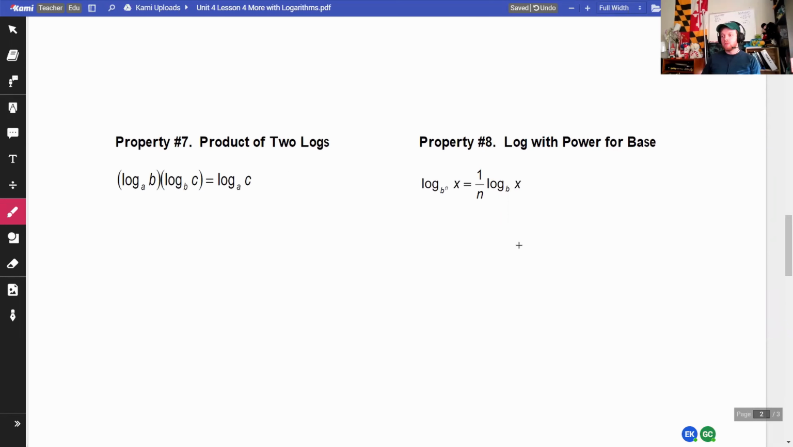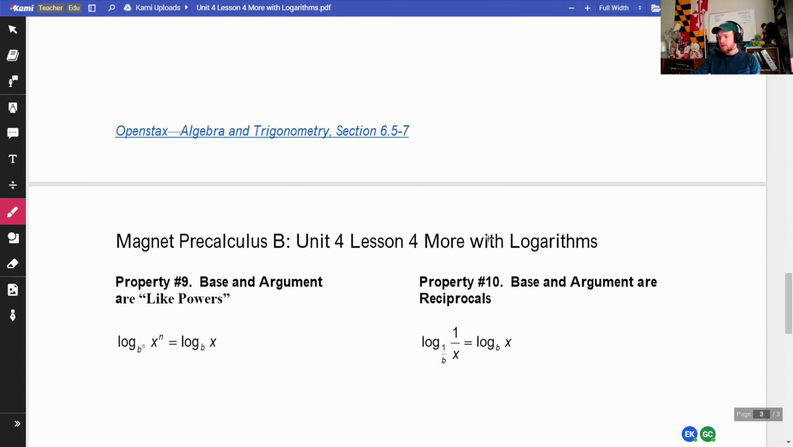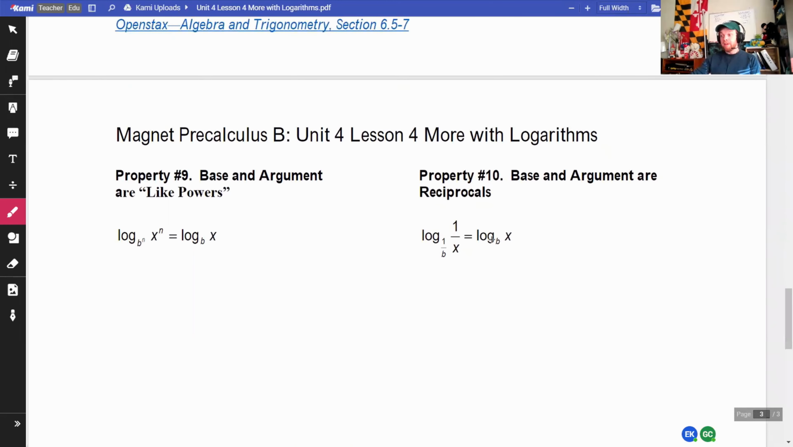We got the product of 2 logs. So log base A of B, log base B of C. You can kind of get rid of the B's. Log with power for base: if the base has a power, we can pull that down like the power rule, but it comes out as the reciprocal. If both the base and the argument have the same power, chop, chop. Get rid of them. And then our 10th property is that we can reciprocate both the base and the argument.